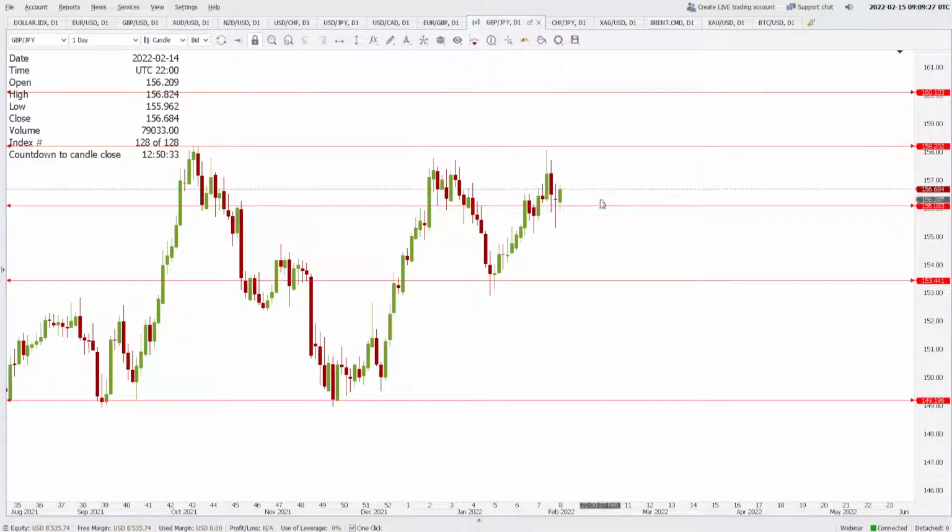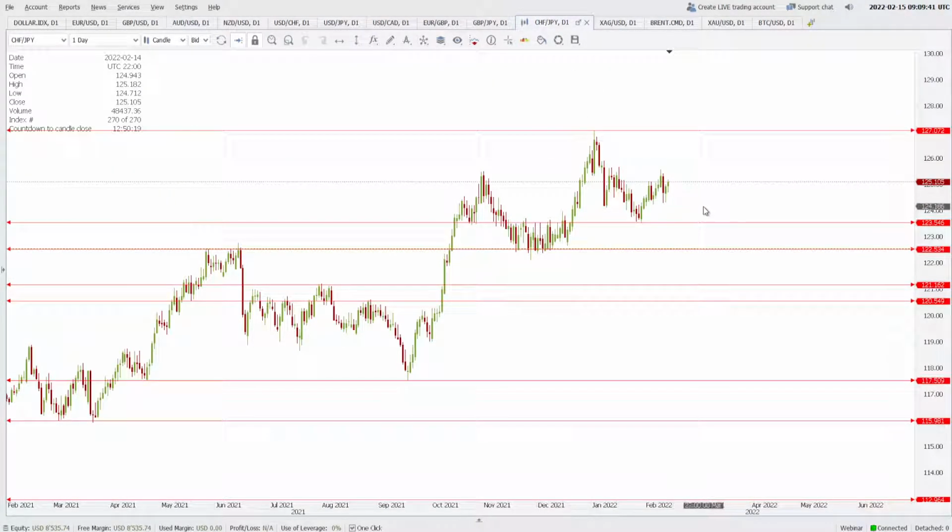On the lower side, we have 156.08 as the support. If the candle closes below 156.08, in that case 153.44 is the next level of support for GBP JPY. Talking about the Swiss franc against the yen, it is also appreciating.